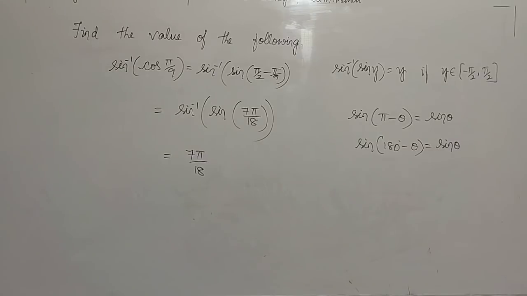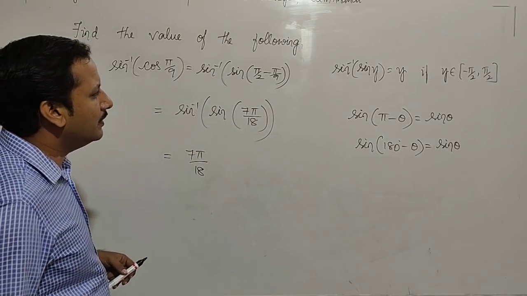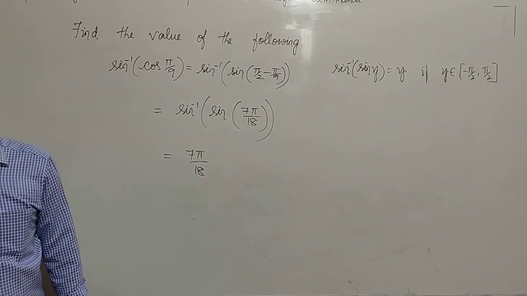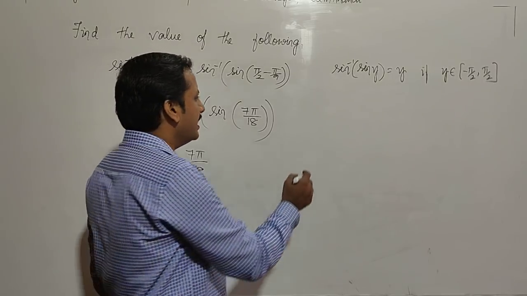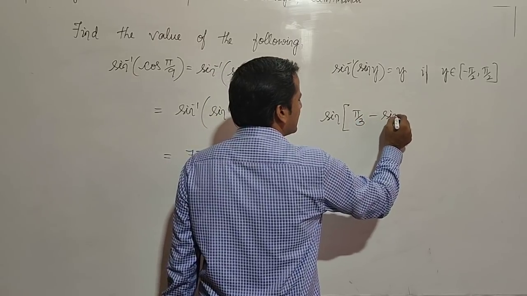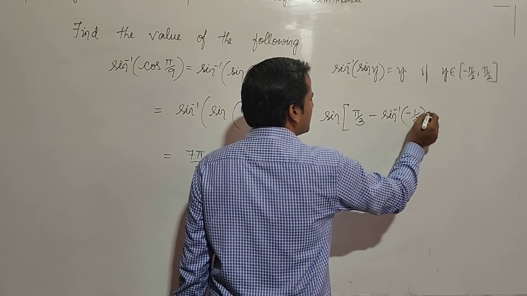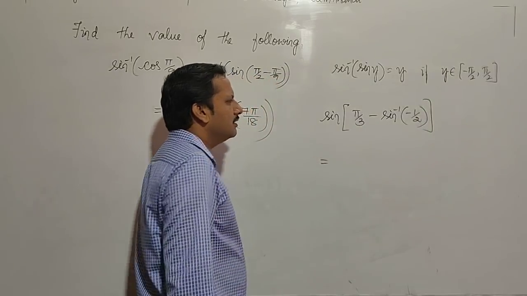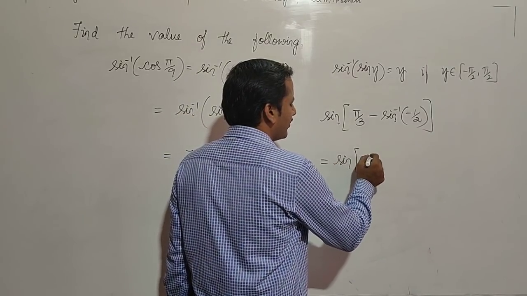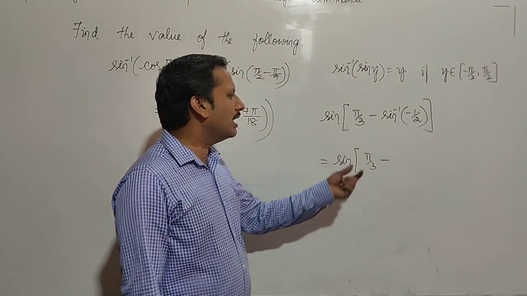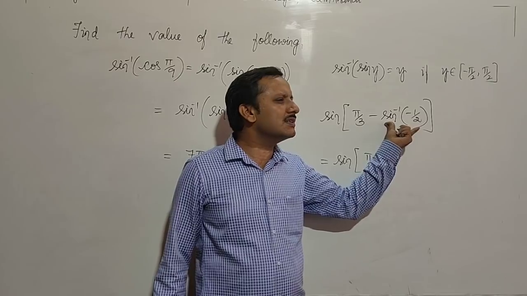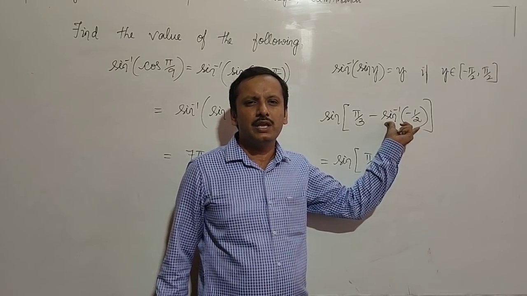Okay, let us take the next question now. Sine of pi by 3 minus sine inverse of minus 1 by 2. This is what we have to find out. First of all, this pi by 3 I will keep as it is. I would like to find the value of sine inverse of minus 1 by 2.